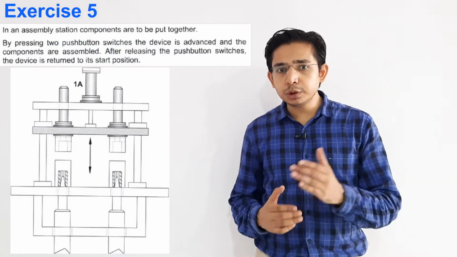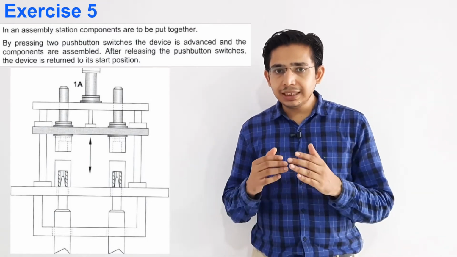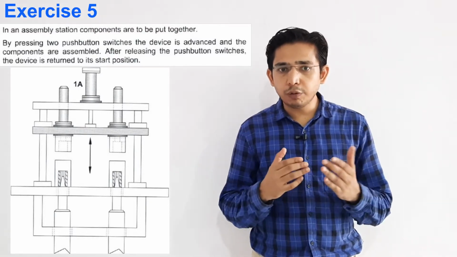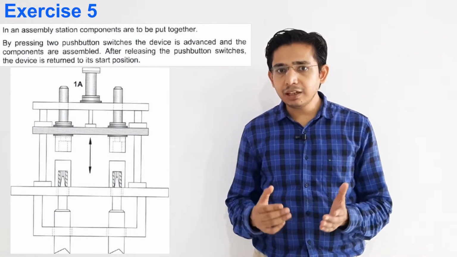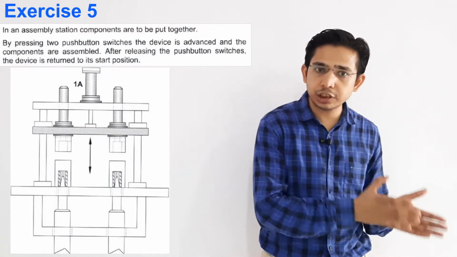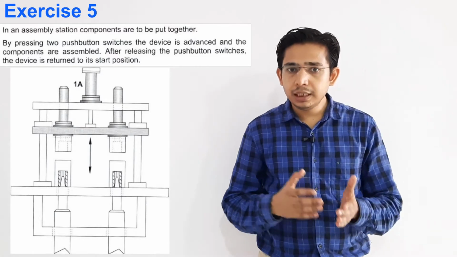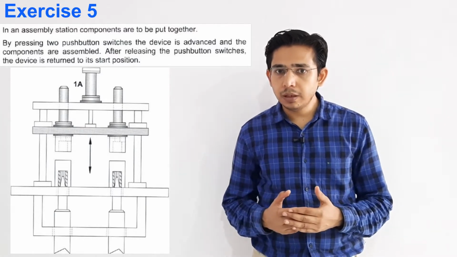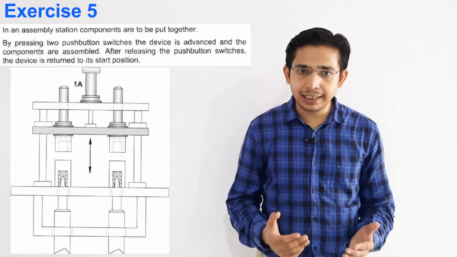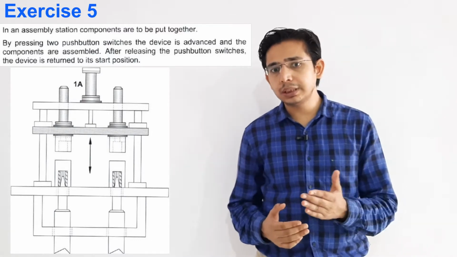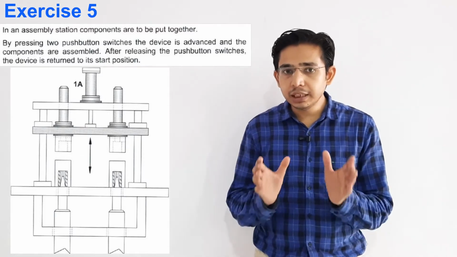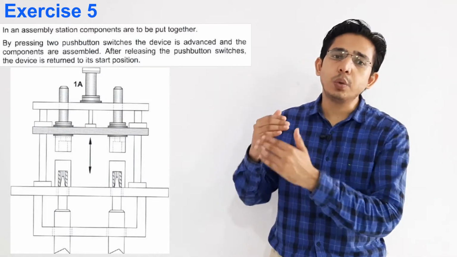After releasing the push button switches, the circuit for the solenoid coil 1Y is opened and the 5x2 way solenoid valve switches back to its initial position by a reset spring. The piston rod of the double acting cylinder returns to the retracted end position. In this way, this system should work.